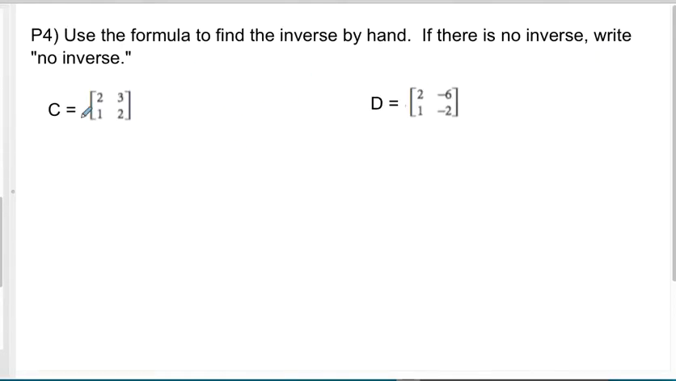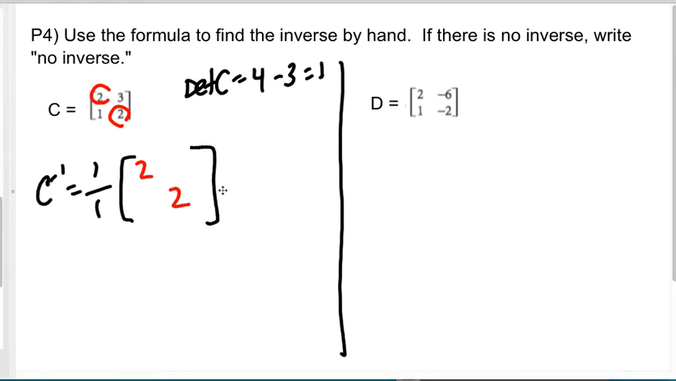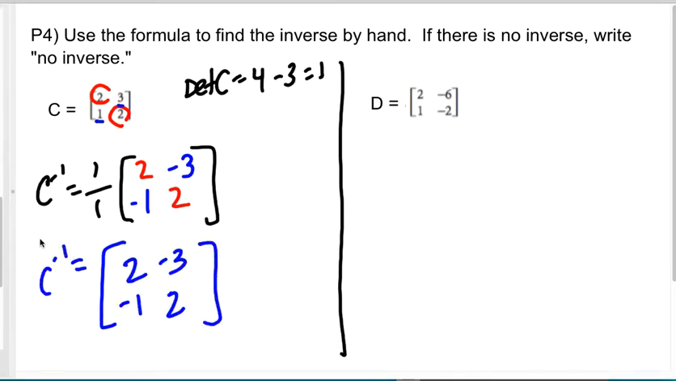So again, we're going to find the inverse by hand. I would suggest that a smart play is to start with the determinant. So the determinant of C would be AD, which is 4, minus BC, which is 3, so the determinant is 1. Well, that's about as friendly as a determinant can get, because that's going to be 1 over 1, which means I'm not going to have fractions that are crazy. I'm going to switch the A and the D, but again, in this case, they're the same number, so it doesn't really make a difference. And then I'm going to change the sign on the C and the B. And so when I distribute that 1 in there, it doesn't really do anything, and I get 2, negative 3, negative 1, 2. That's my C inverse.